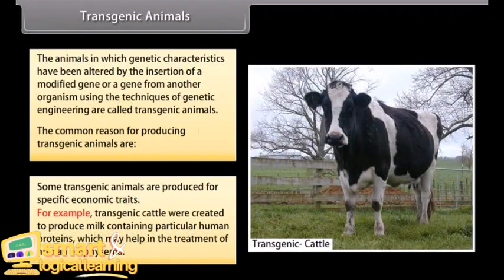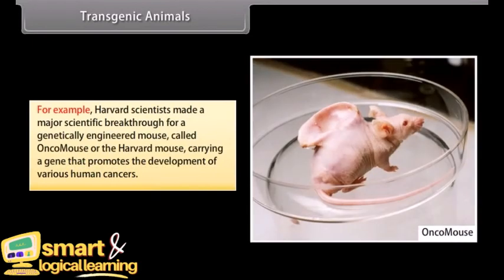For example, transgenic cattle were created to produce milk containing particular human proteins which may help in the treatment of human emphysema. For example, Harvard scientists made a major scientific breakthrough with a genetically engineered mouse called the oncomouse, or the Harvard mouse, carrying a gene that promotes the development of various human cancers.